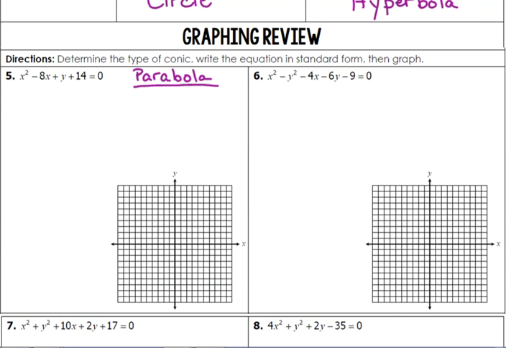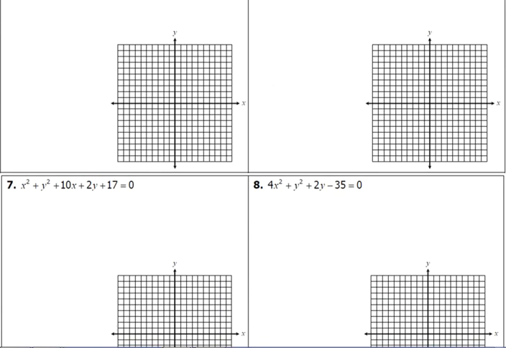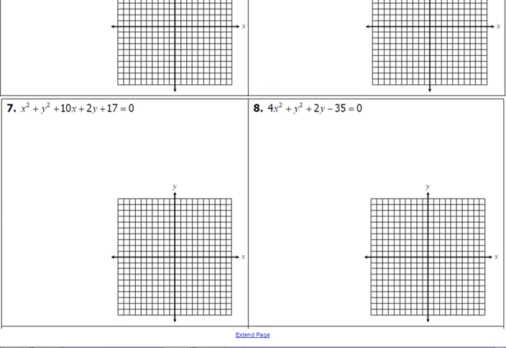Number 6, what is it? Hyperbola, because both of them are squared, but they have opposite signs. Flip your paper over real quick. Number 7, which one is that? Circle. How about number 8? Ellipse. It's an ellipse because they're both squared. They have the same signs, but they have different coefficients.